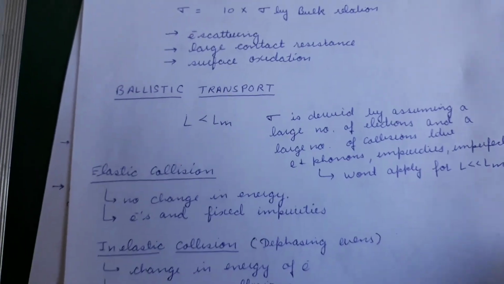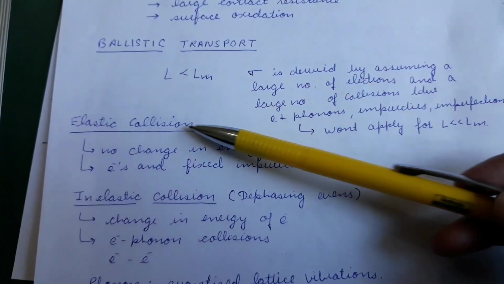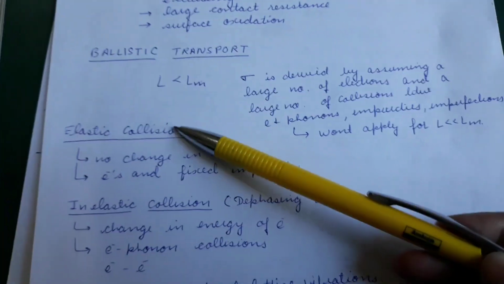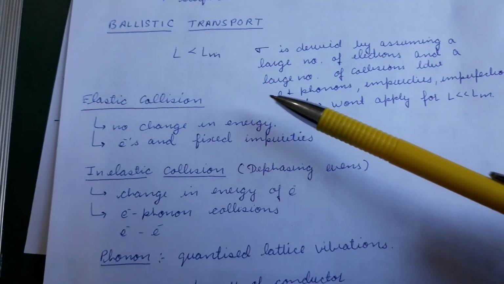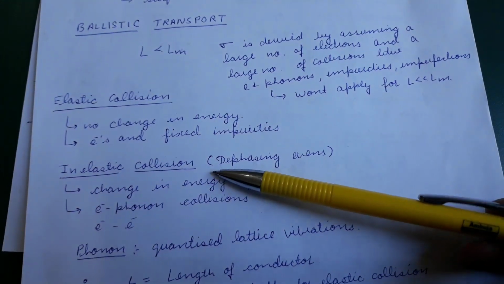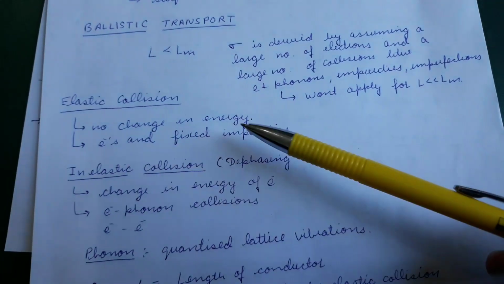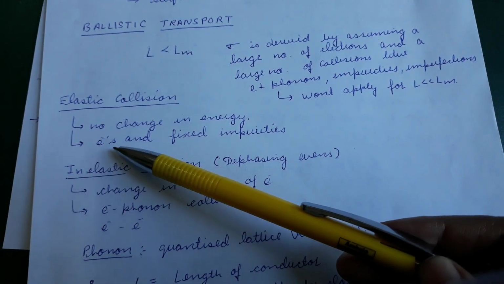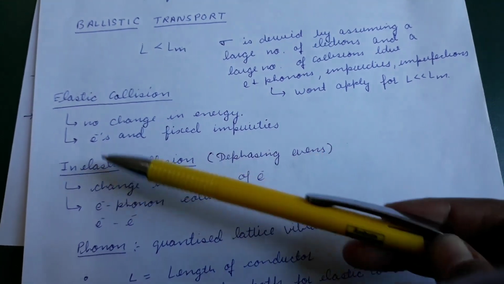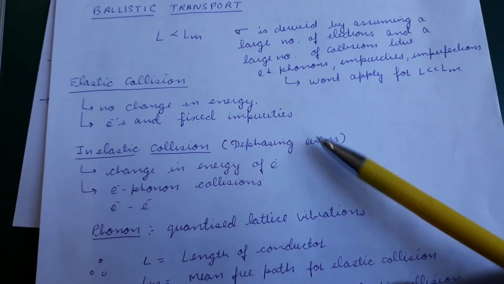Okay, so now directly we'll come to ballistic transport, which we have been discussing, where the length is less than the mean free path. But here we are considering two kinds of collisions: elastic collision and inelastic collision. Everybody knows this very well: in elastic collision there is no change in energy, and the collisions are of electrons with fixed impurities, while in inelastic collision, dephasing events will take place.